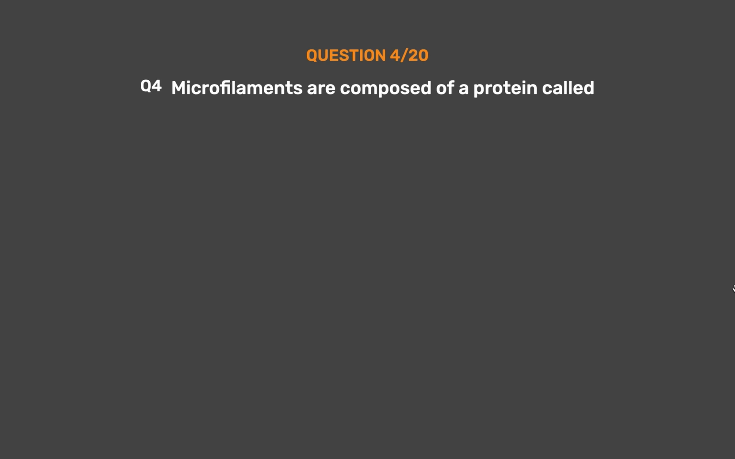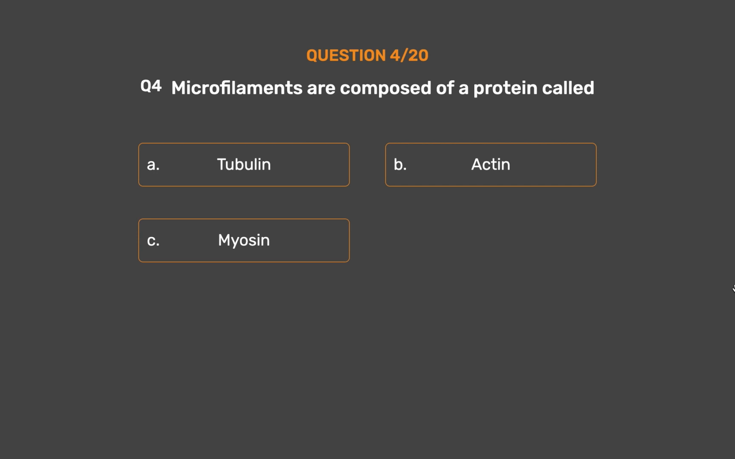Question number 4. Microfilaments are composed of a protein called Option A. Tubulin. Option B. Actin. Option C. Myosin. Option D. Chitin. The correct answer is Option B.